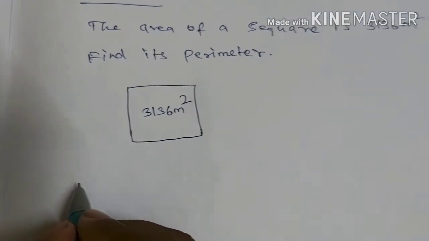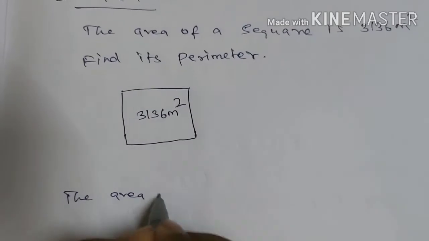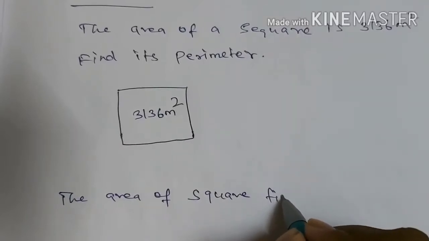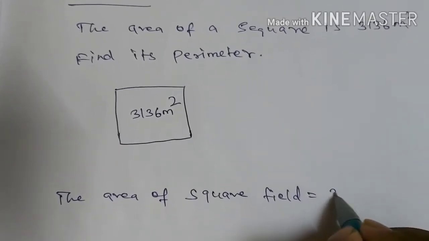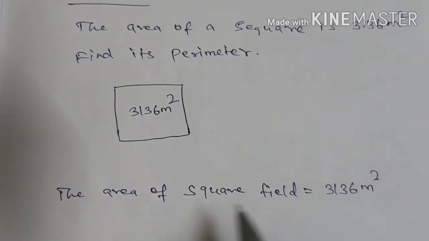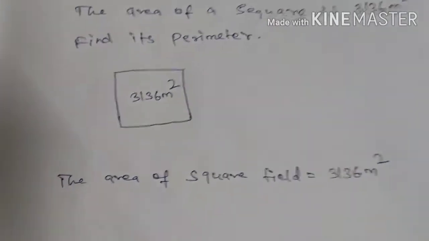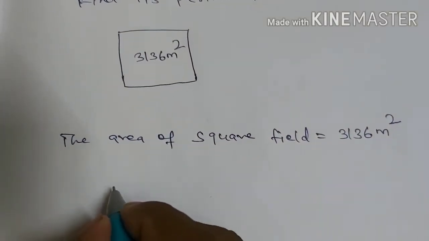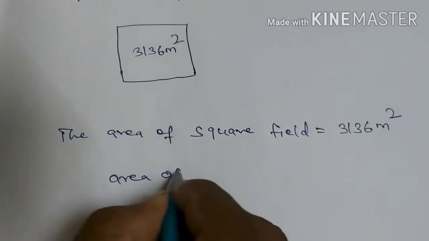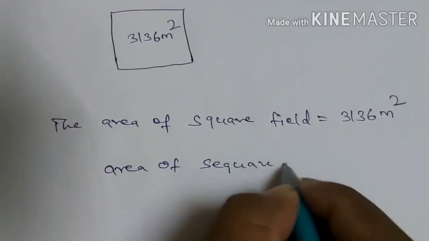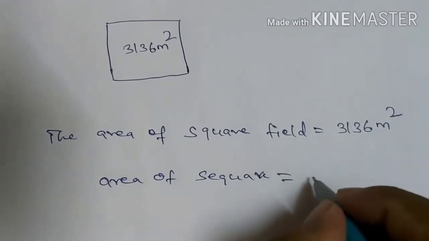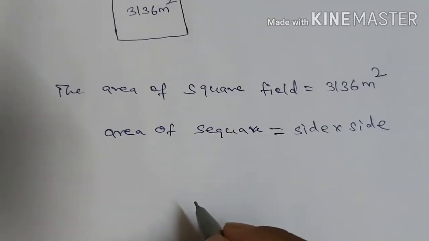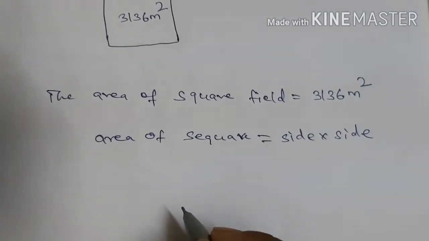Here, the area value is equal to 3136 meter square. So the area of the square field is 3136 meter square. We calculate the side first. So side means what? Area of the square, what is the formula? Side multiply side. So area of square equals side multiply side.